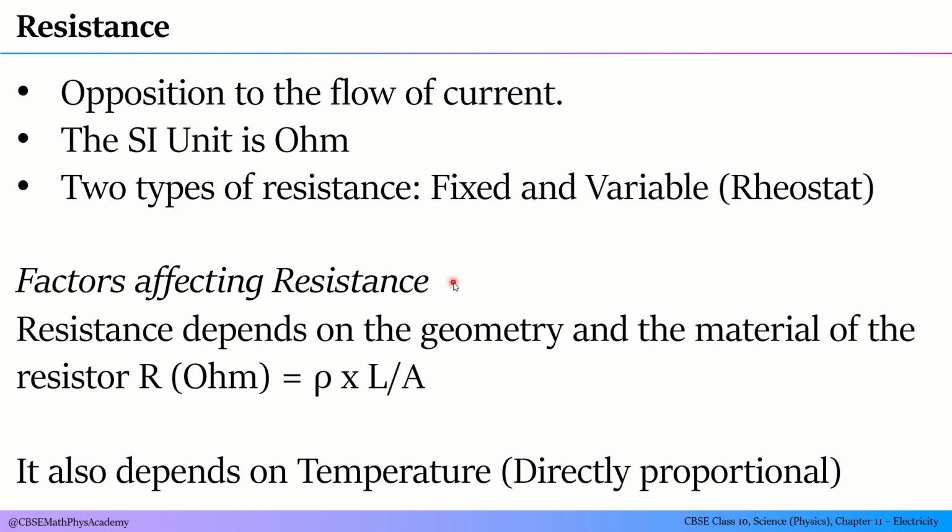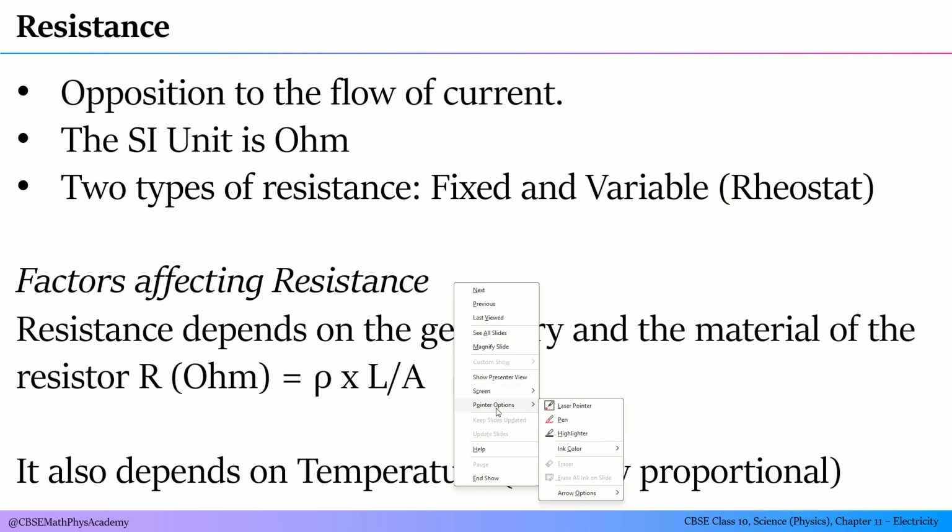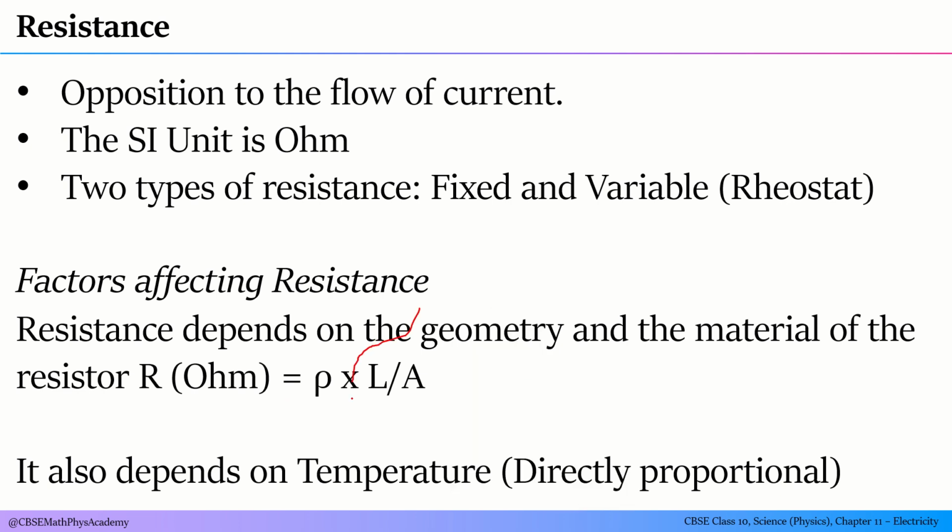Whenever I talk about geometry, this has more to do with the cross-sectional area and length. In the case of a wire, you'll have a circular wire which will have a diameter. With the help of that, you can calculate the area, and length is whether it's a 1 meter wire or a 2 meter wire. Apart from this, resistance also depends upon temperature.